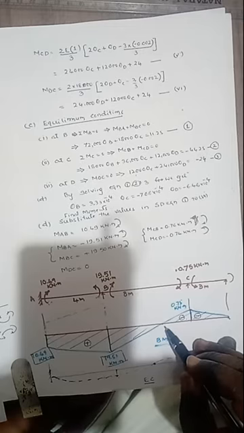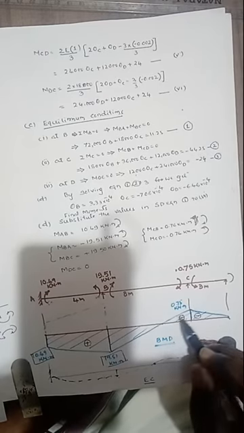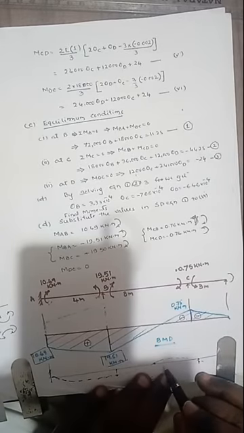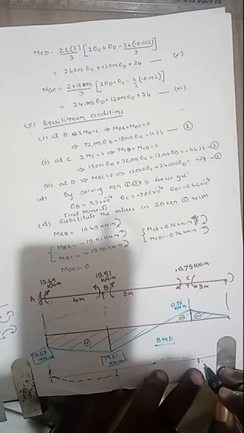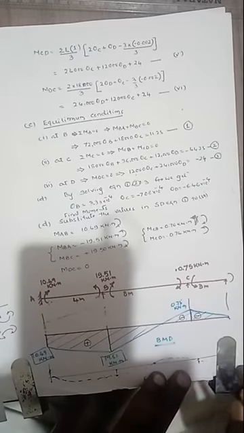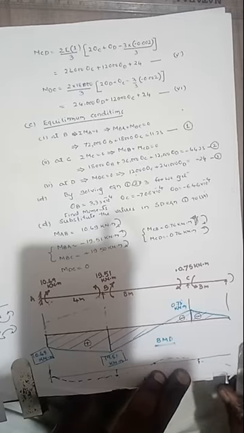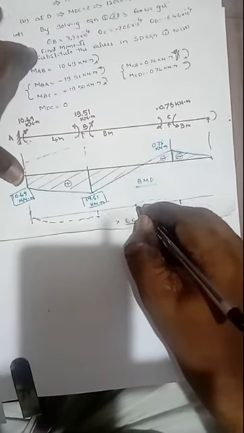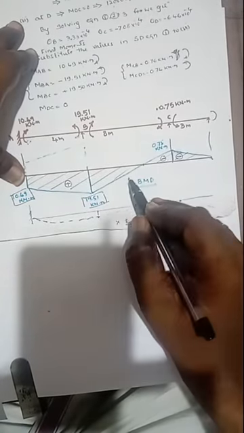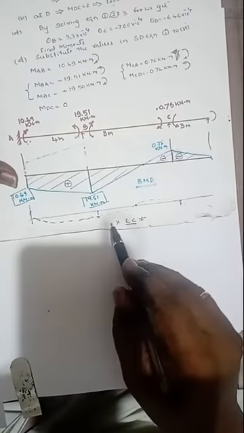Then in between B and C, it is again negative bending moment up to D. Then the curvature is convex upward like this in the portion in between B and C. Then up to end D, the curvature is concave upward. This is the elastic curve for this beam. This one is the point of contraflexure. There is only one point of contraflexure where the bending moment changes from positive to negative.